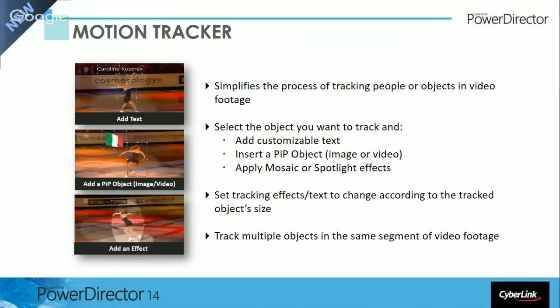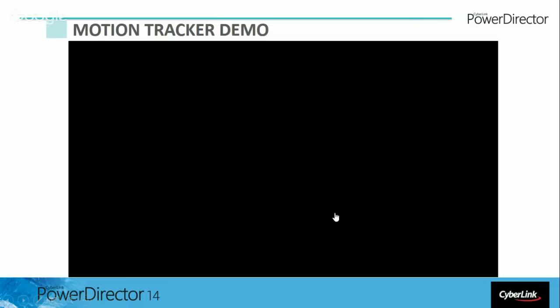Then the second demo we want to show is the motion tracker. The motion tracker in PowerDirector 14 is used to track a moving object, for example a person or a vehicle in your video. We can use the motion tracker to track its motion path, then overlay an object, whether it's a video, a PiP image, a text, or even a video effect, following the movement of the moving object in your video. So here we'll quickly show you how the result will look.